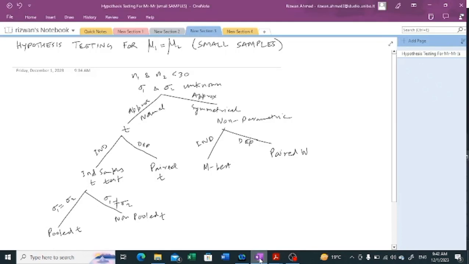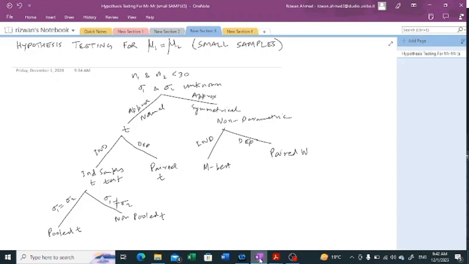Hello students, in this session we are going to discuss hypothesis testing procedure for the equality of two population means for small sample. When we say small samples, this is strictly the case of both n1 and n2 less than 30, sigma 1 and sigma 2 unknown.